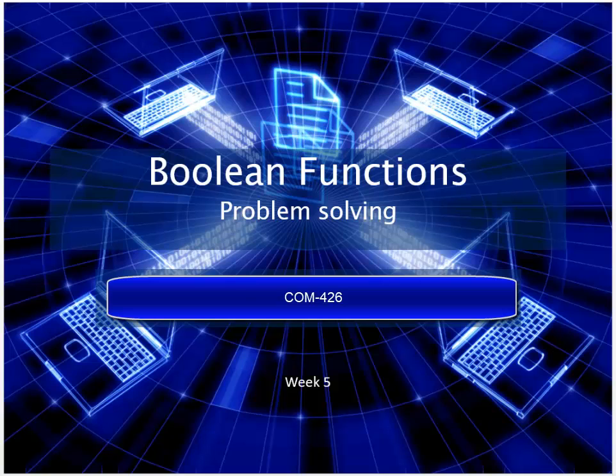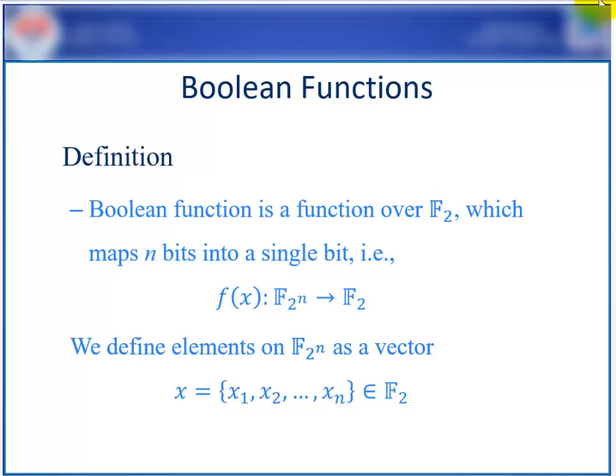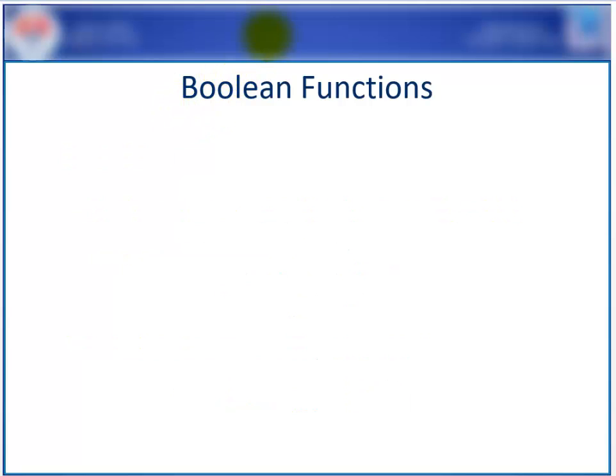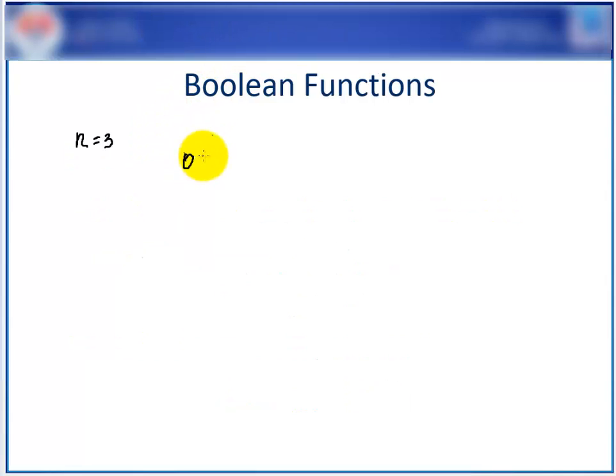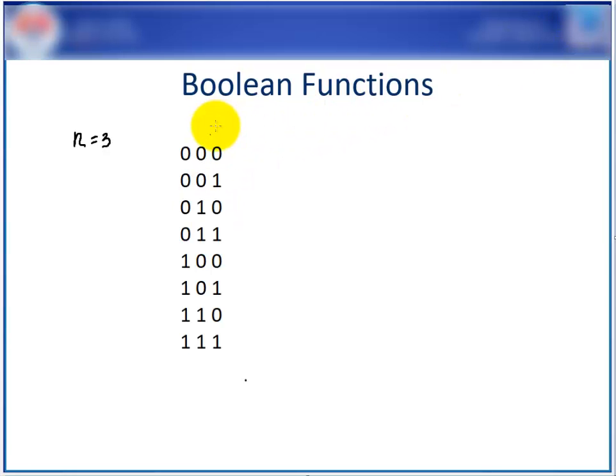Hello, this is our week 5 lesson on cryptography course, and in this lesson we are going to do some math. As we said before, a Boolean function is a function that maps n bits into a single bit. So suppose that our n is equal to 3, then all these 3-bit sequences that we are going to have are 0, 0, 0, 0, 0, 1 and so on. So we have written down all possible combinations of 3 bits.